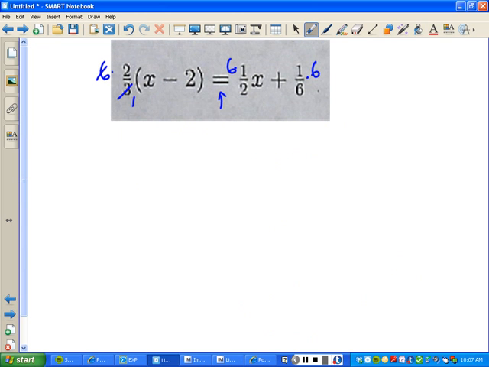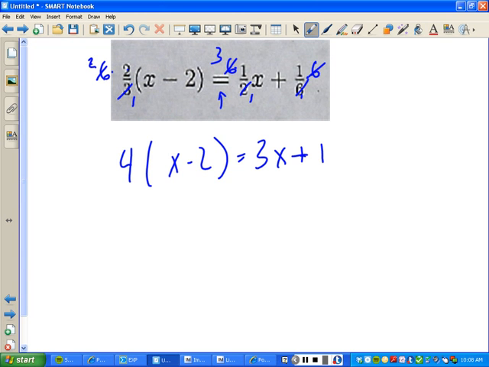3 goes into 6 2 times. 2 times 2 is 4. 2 goes into 6 3 times. 3 times 1 is 3. 6 goes into 6 one time.